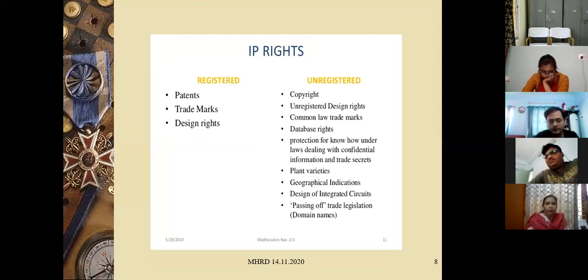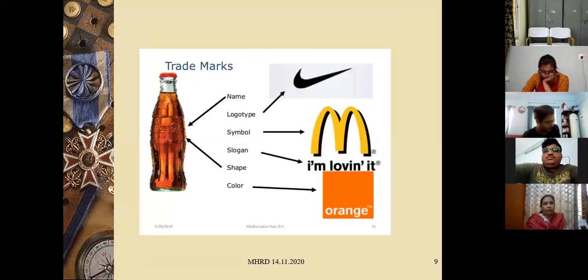Okay, so this is an example for trademark. Now as soon as we see this, we identify that it's a bottle of Coca-Cola. So they have a typical style of writing Coca-Cola. So this indicates the name. Then this is the shape. Even the shape of the bottle is a trademark of that particular company.